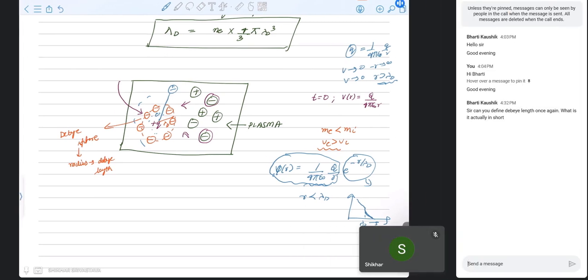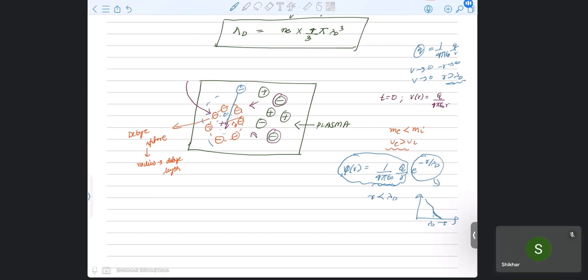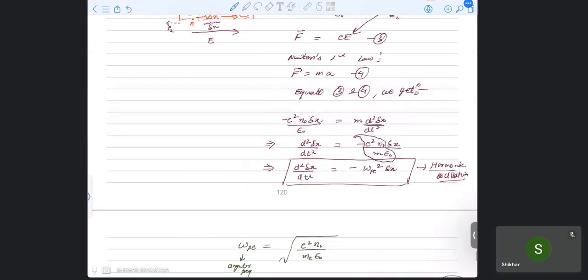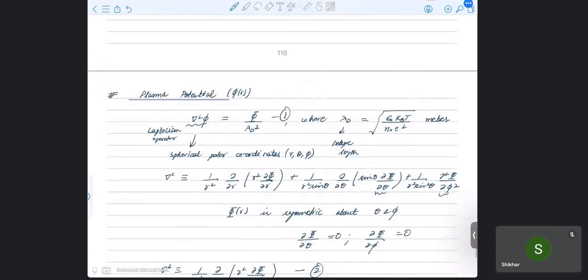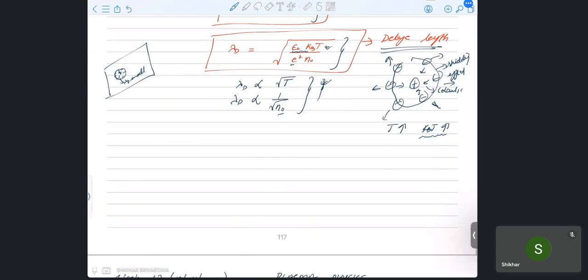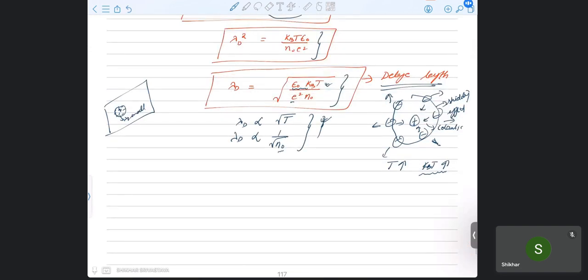That is what Debye length is all about. And the expression of the Debye length is given by this derivation: epsilon naught k T upon e square n e.